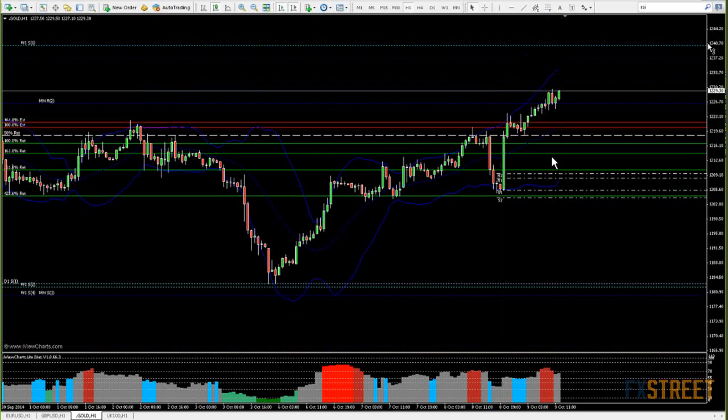So where's gold going to get to? Potentially 1240 spot 70, break the top of the hourly Bollinger Band and then come back down into the range.